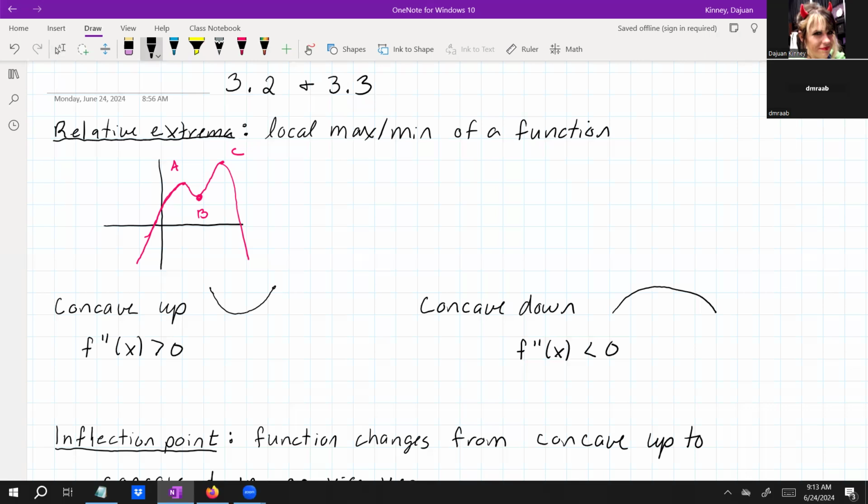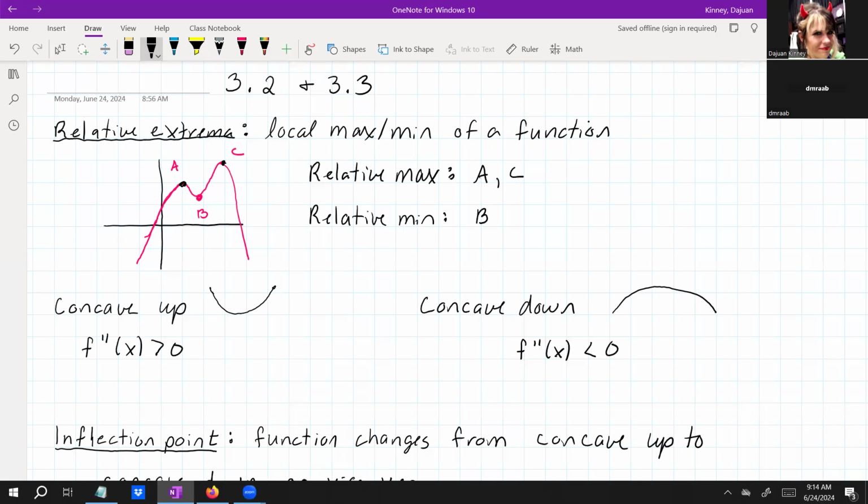we have two relative max, and they occur at A and C. So your function is increasing to A and then decreasing, which makes it a max. Same thing with C, we're increasing, decreasing. We have a relative min, and that occurs at B. So we're going decreasing and then increasing.